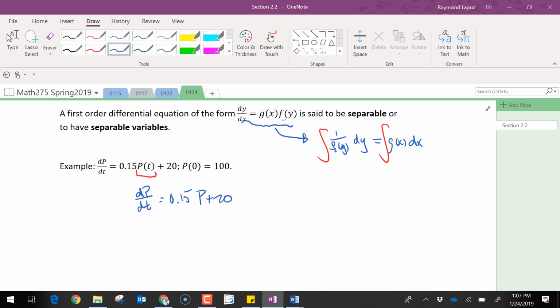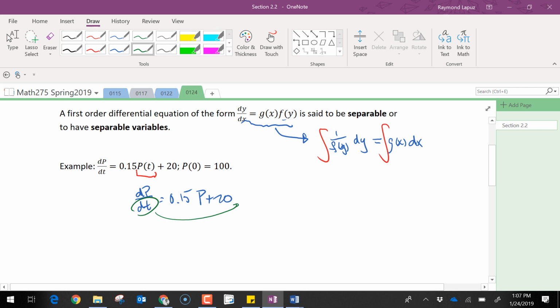And so now I want to see if I can separate it. This is where the addition and subtraction kind of gives you issues. You can't just add the 0.15 p on the other side and leave the 20 there by itself, because then there's going to be issues with multiplying and dividing. So the whole expression 0.15 p plus 20 should go on the left hand side. That's the dependent variable with the p. And then I'll take this t and move it to the right hand side.